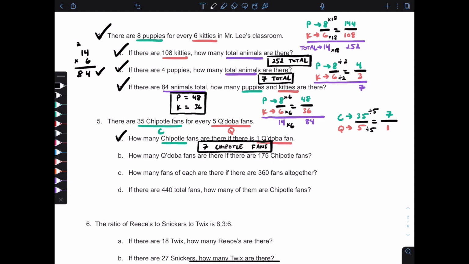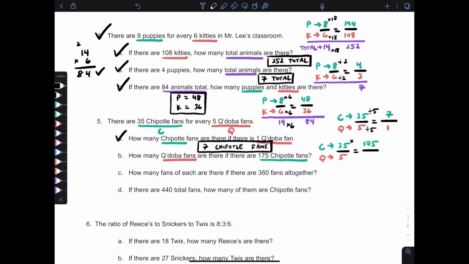It says how many Qdoba fans are there if there are 175 Chipotle fans? Okay, well, let's go ahead and steal this so I don't have to rewrite everything right now. We have this, and it says, what if there's 175 Chipotle fans? Well, that's on top for Chipotle. That's right here. And we have to figure out, okay, 35 times what number gets you 175?